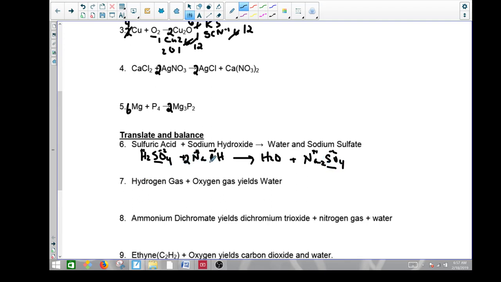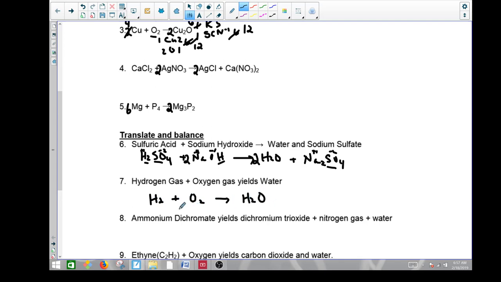2 oxygens. Now I don't count these oxygens because they're already counted in the family. 2 oxygens, right? And therefore I need 2 here. That gives me 2 oxygens. 4 hydrogens, and you'll find that I have 2 hydrogens here and 2 hydrogens, which is 4. All right, hydrogen gas plus oxygen gas yields water.